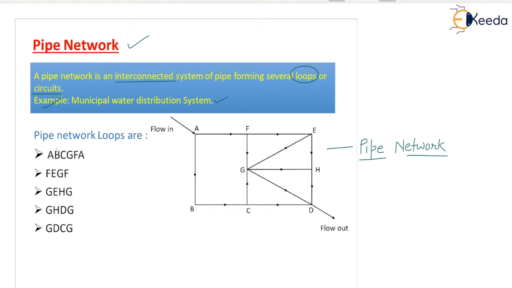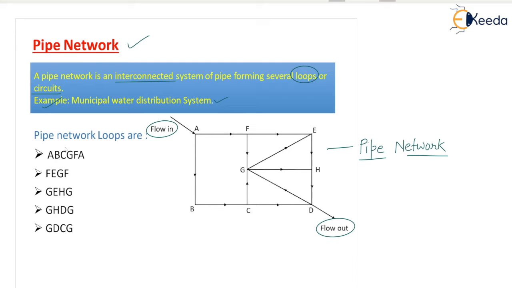So in this pipe network, you can see the points A, B, C, D, E, F, G, H. These are the points I have taken. And this is the flow in. The liquid is coming inside and liquid is coming out. Flow in and flow out.